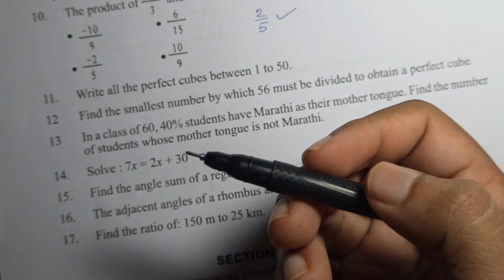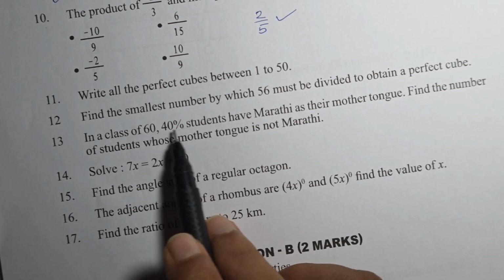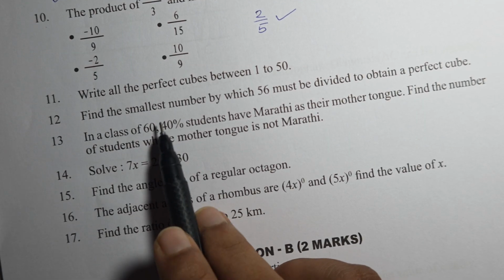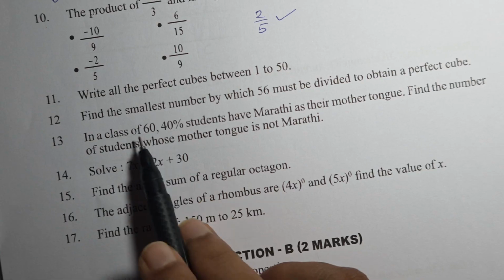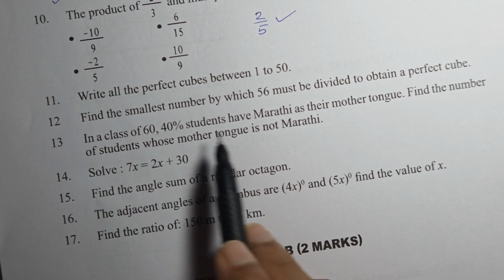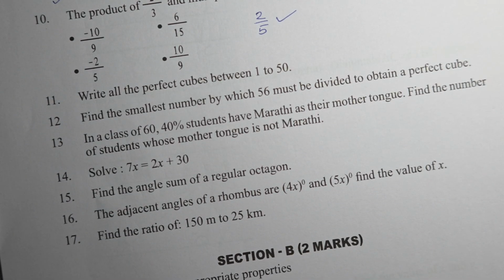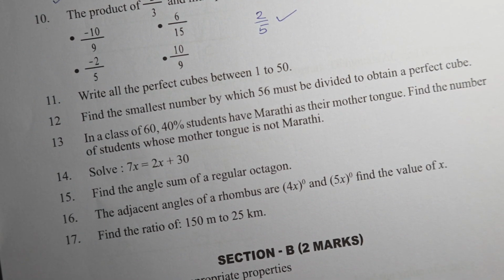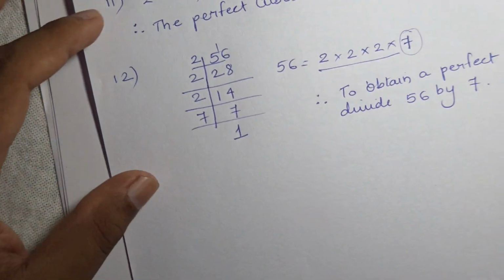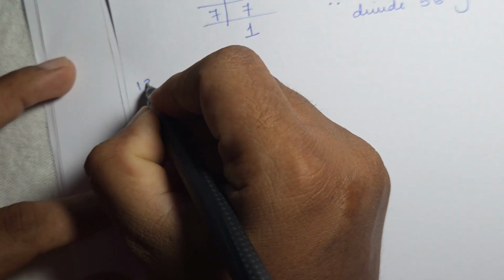This is one way of doing. Second way would be, first find out what is the 40% of 60 students. You will get some answer. Subtract that from 60, and those are the number of students who are not having Marathi as their mother tongue. That is the second method. But I'll go with the first method because that is the easiest method. So this is the 13th problem.